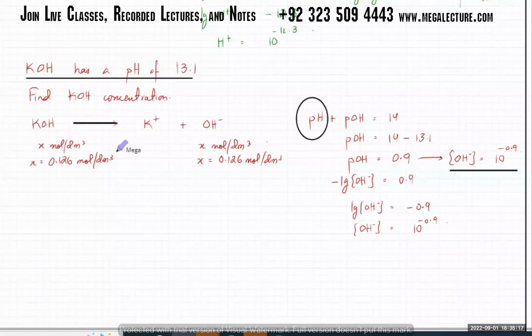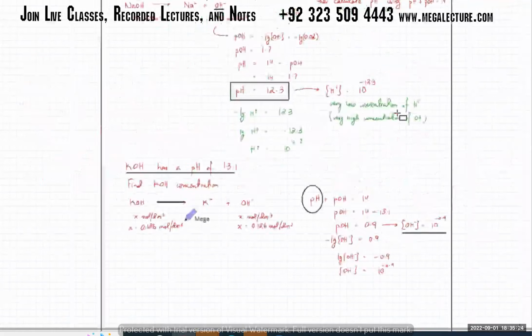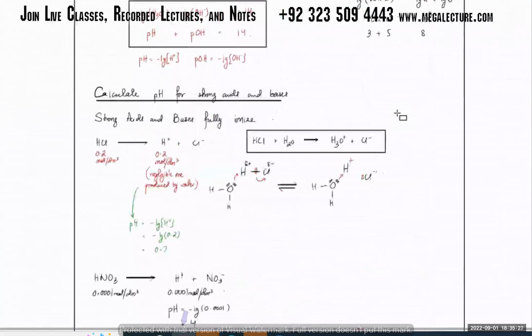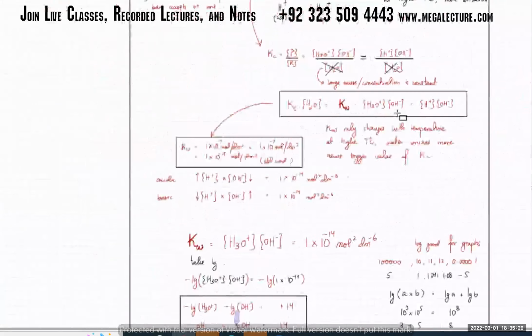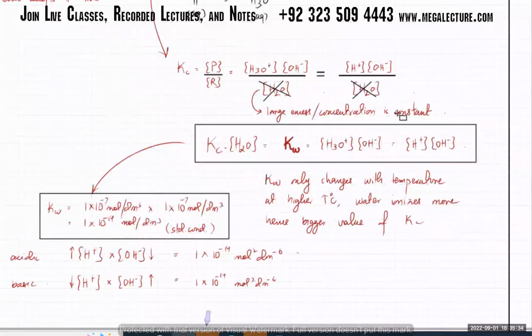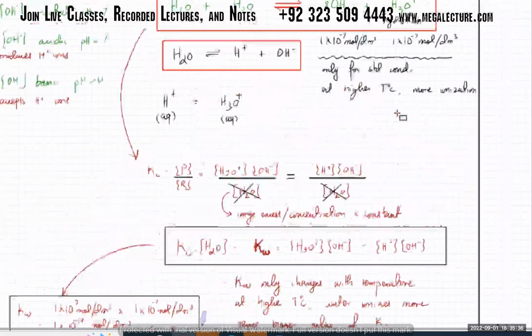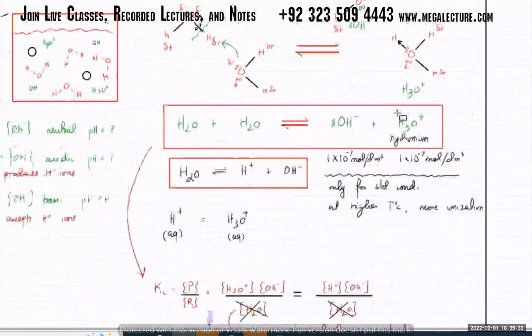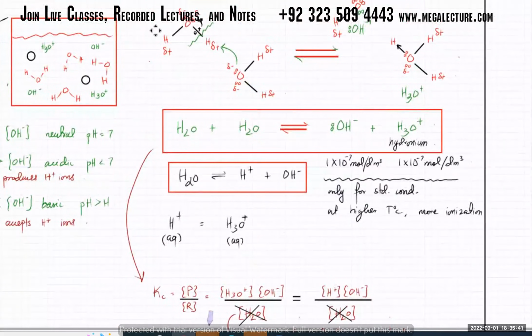Wait a second. We use 14 because... no, we don't just use 14. The 14 is something we derived from one place. Let me tell the story of 14. It started over here: when you have water, and most solutions are water, water ionizes and produces two ions, OH ions and H plus ions, right? So the concentration of both ions is 1 times 10 power minus 7 mole per dm cube.